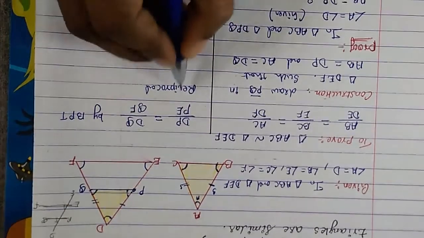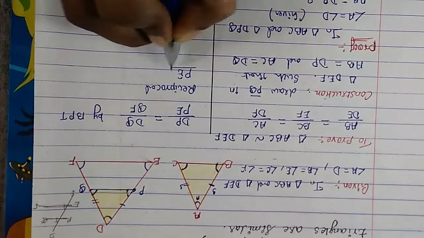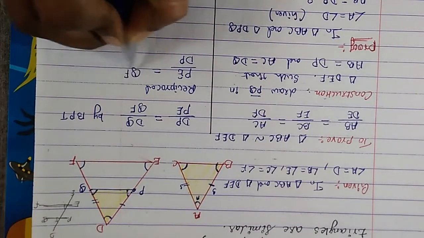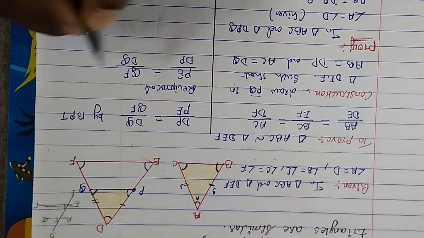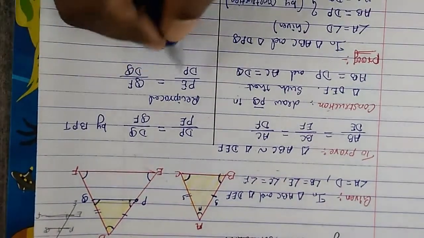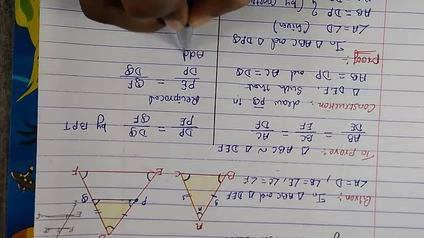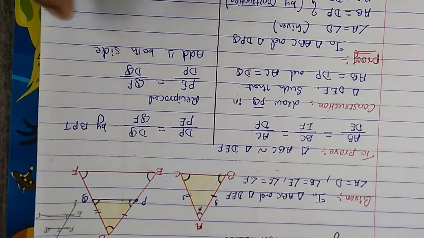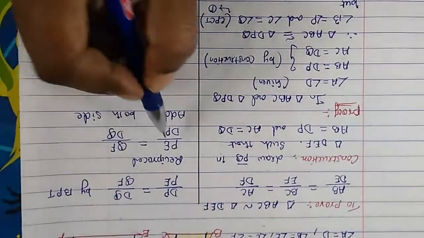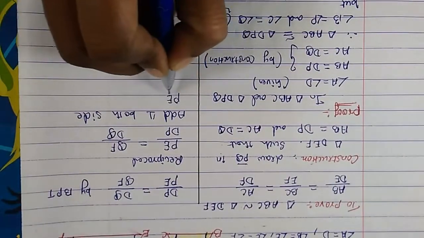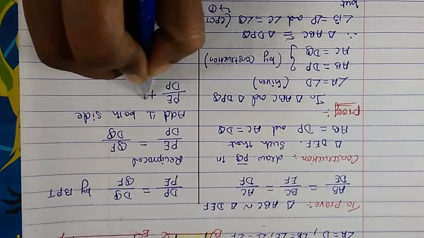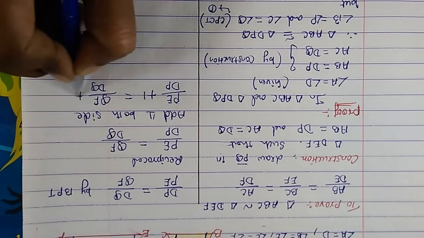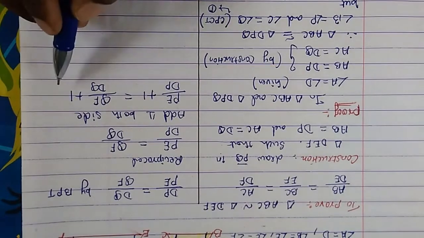Reciprocal means just the opposite. PE upon dP and QF upon dQ. Okay, reciprocal we can take. Now add 1 on both sides. These are the steps you have to remember. When we add 1 on both sides, QF upon dQ plus 1. So we have to take the LCM.